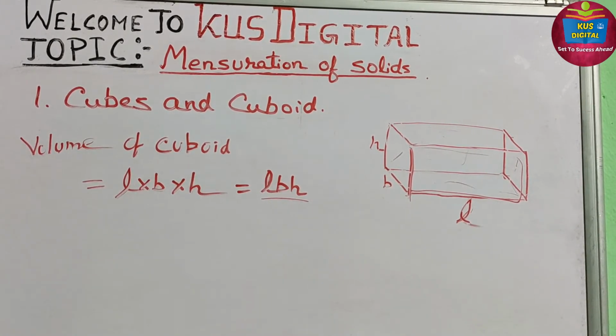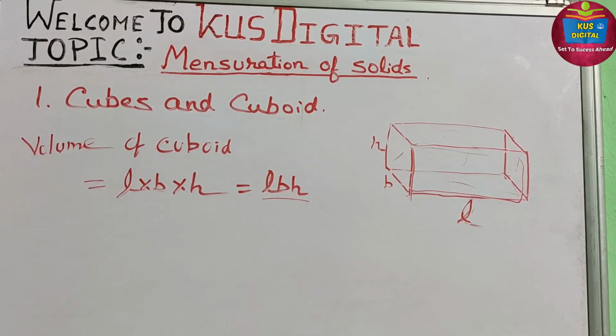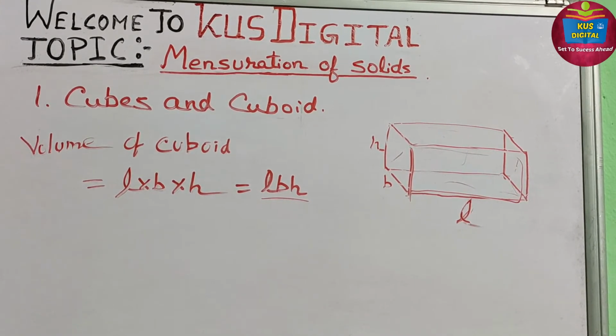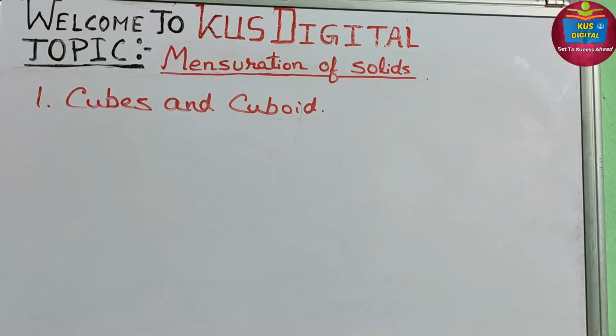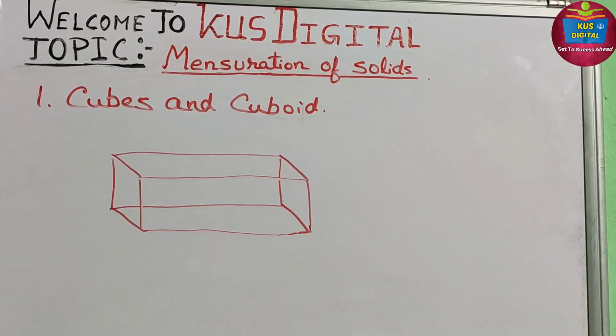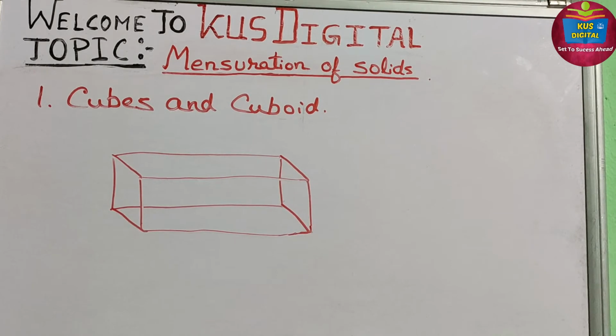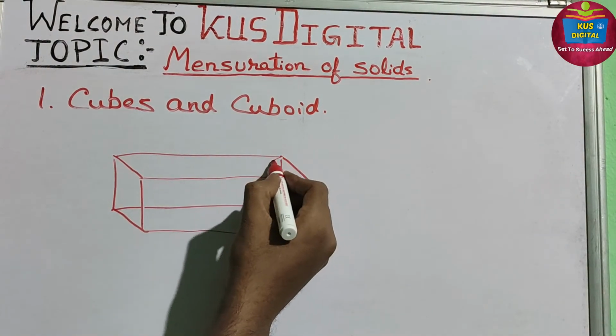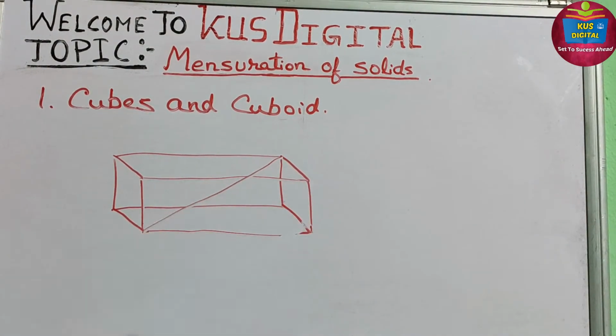Okay, now we will be finding the diagonal. We will find the diagonal using the same procedure as we do in cubes. So let me draw the cuboid first. So this is a cuboid. Now we will find the diagonal. Just follow the same procedure just like cube. We have to find out this diagonal.